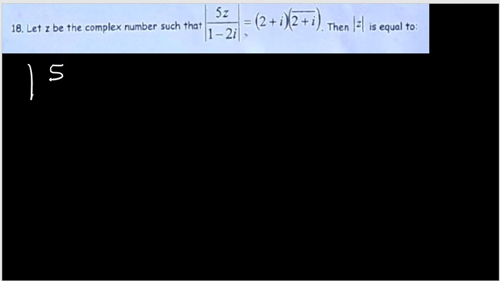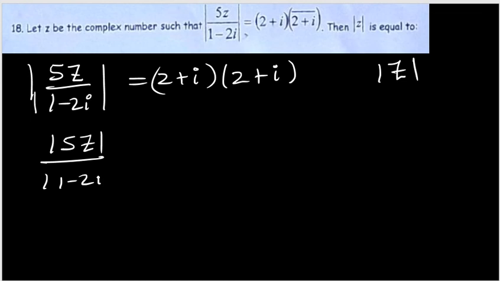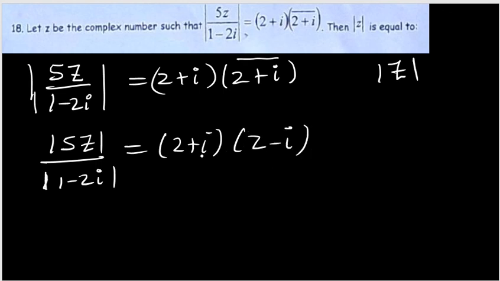The modulus of 5z over 1 minus 2i is equal to 2 plus I times the conjugate of 2 plus I. Then we are asked what is the modulus of z. So this time, on the left hand side, we can take the modulus of the up and down. The modulus of 5z over 1 minus 2i is equal to the modulus of 2 plus I times 2 minus I. The conjugate of 2 plus I will be 2 minus I.